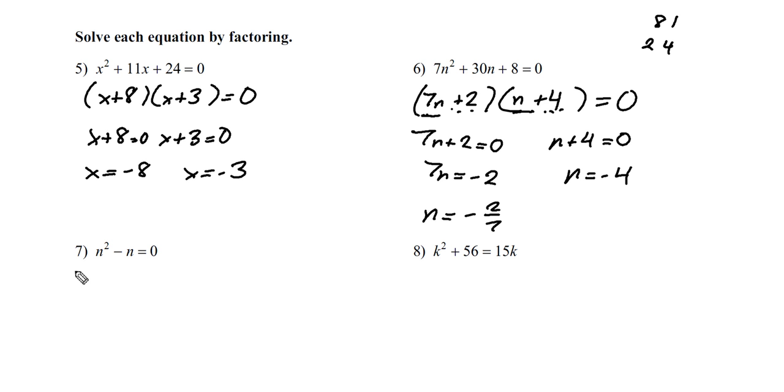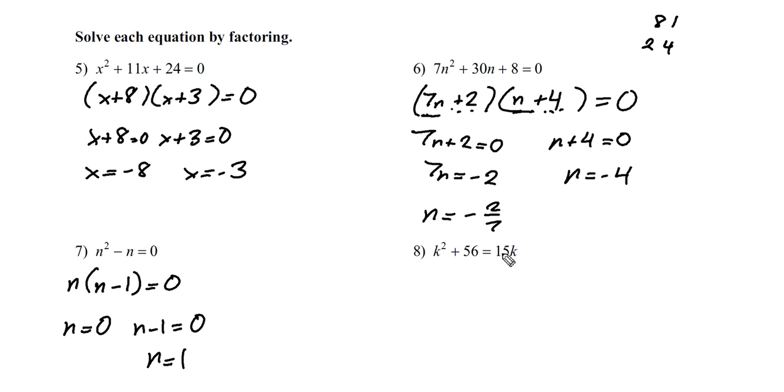All right, check out 7. Notice we have n squared minus n. This is very much like number 2. We just have to factor out the greatest common factor. So the greatest common factor would be n, which would leave n minus 1 remaining. And then set each factor equal to 0, so we get n equals 0, and n minus 1 equals 0. And we solve this, and we get positive 1. And for each one of these, of course, we should always double check our solutions.